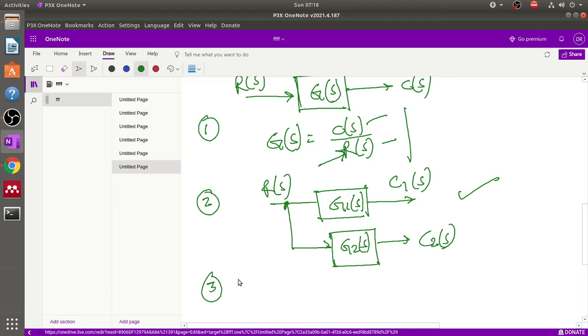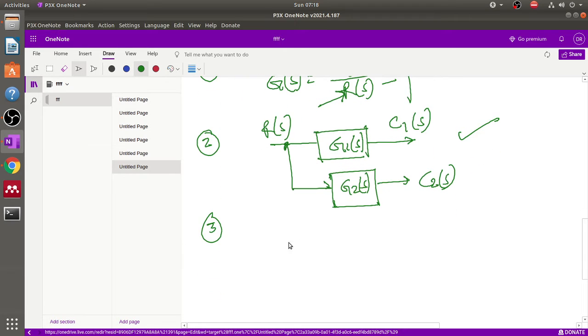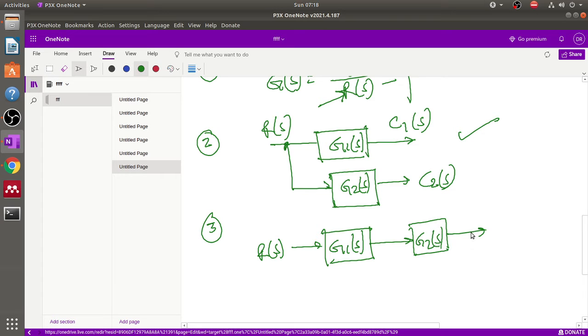Now, block diagrams in cascaded form. So what are the cascading rules? The cascading rule is very simple. Here we apply our R(s) signal, the first block is G1(s), and the second block is G2(s). So the output equals, basically it is very easy, G1(s) G2(s) into R(s), right? So this is the cascading rule. Cascading rule means just multiply them.